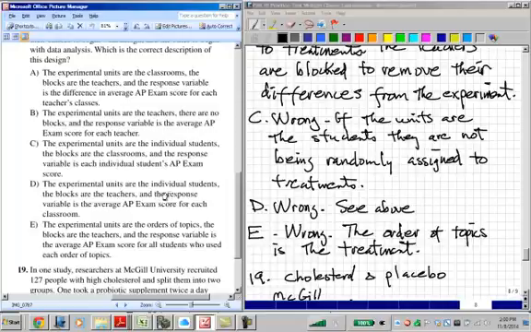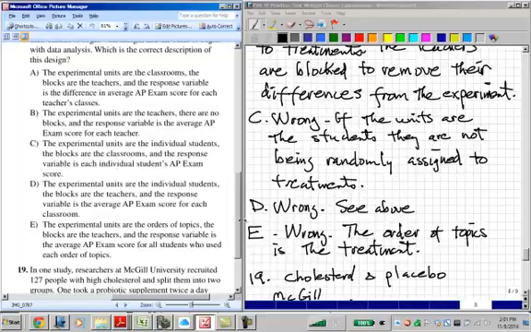Everything else in D is correct, but it's not going to work because there's nowhere in the design where individual students are assigned to treatments. And then E, the experimental units are the order of topics. No, that's the treatments. The order of topics is the treatment.